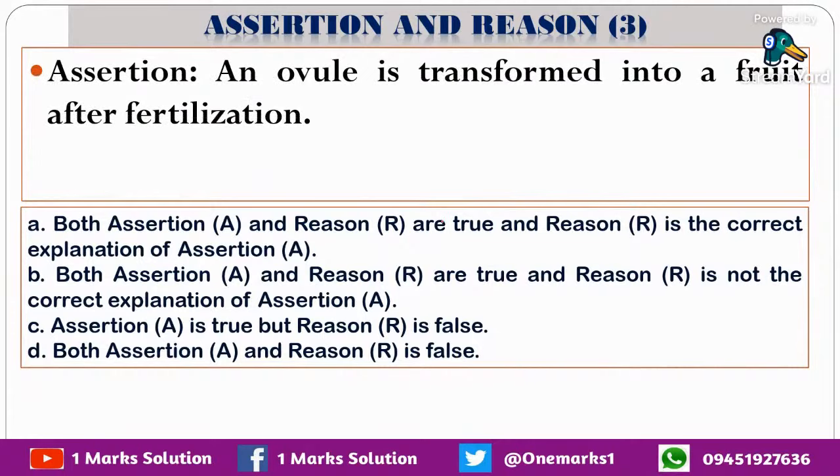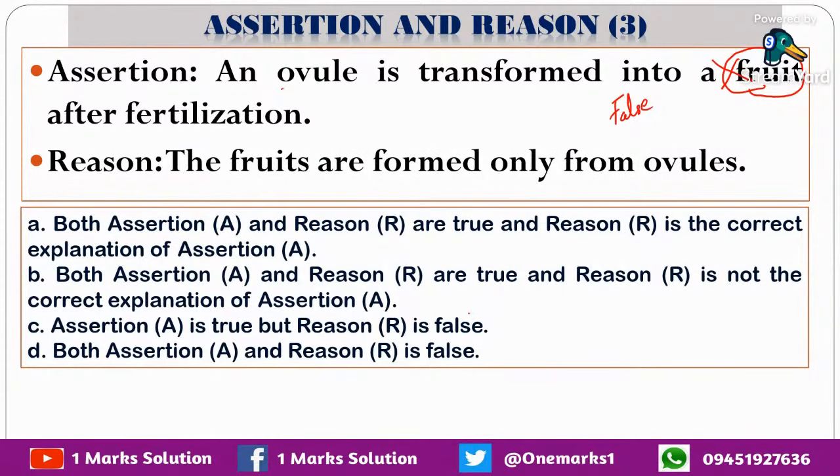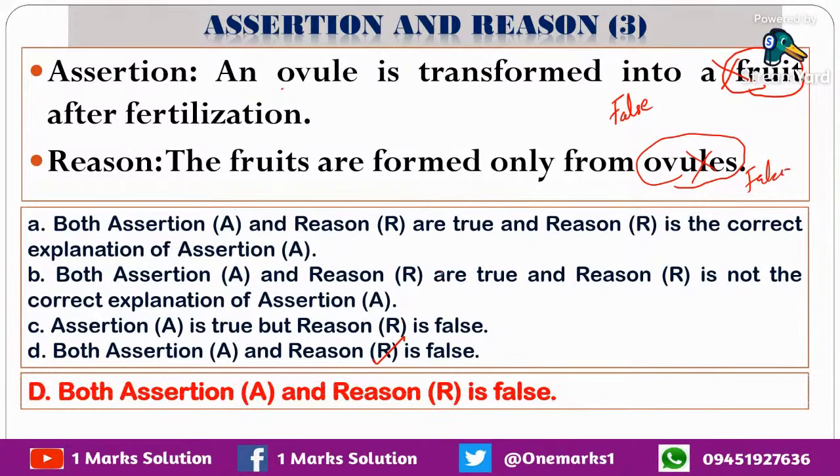Assertion, first statement: an ovule is transformed into a fruit after fertilization. Read the statement again. Ovule is transformed into a fruit. So the statement is correct or wrong? Statement is wrong. Ovule transforms only to a seed. It cannot transform into a fruit. So it is false. Once the assertion statement is false, then read the reason, but again, it can be only D. The reason says fruits are formed only from ovules. Fruits are not formed from ovules. It is always from ovary. So this is also wrong. Both assertion and reason are false. So what is the answer? Answer is D.